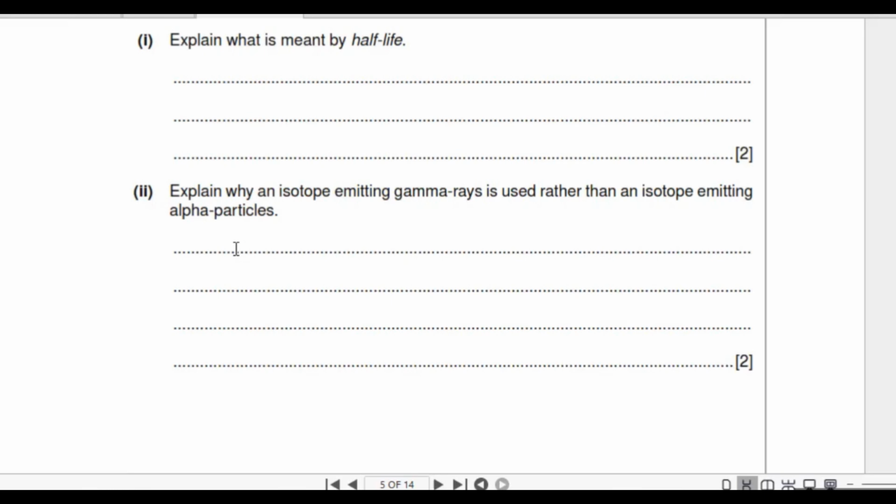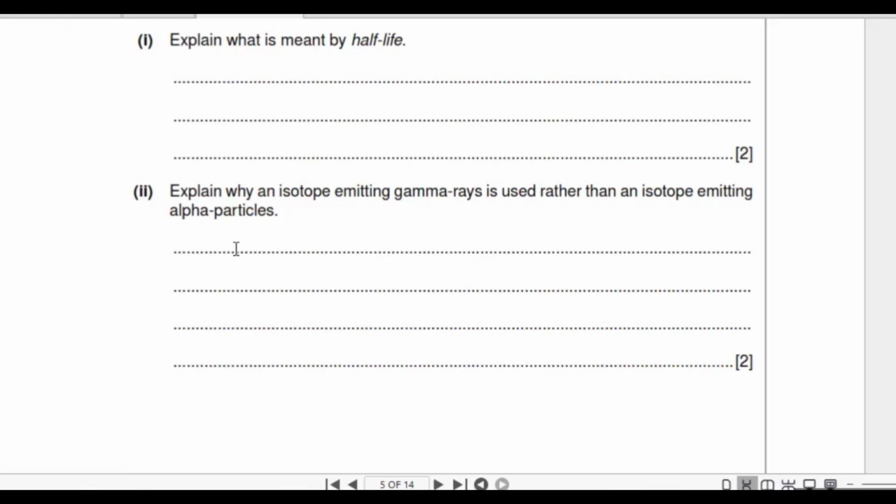The reason why we don't use alpha is because it cannot penetrate through the skin, so it won't be able to identify a tumor or a cancer cell, rather than gamma rays, which can penetrate not only through the body but even outside the body. Very good. Normally, alpha rays will be stopped by skin or even a thin piece of paper, so it cannot detect. One mark, you got 1 mark.